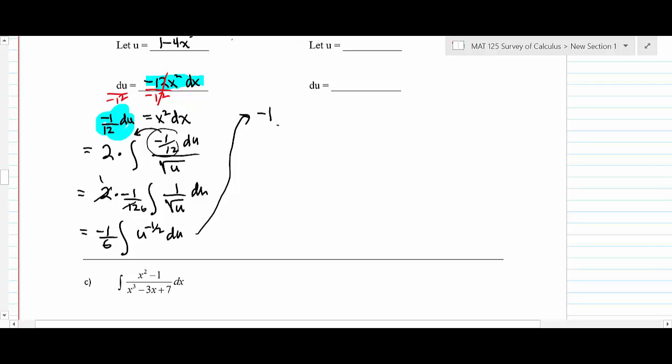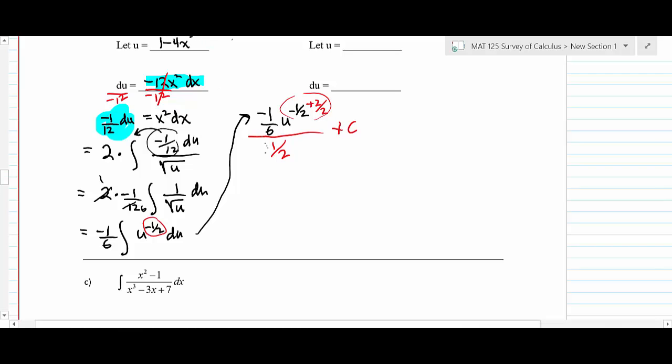So we have negative 1/6. How do you do the integral of u to the negative 1/2? Power rule. Add 1 to the exponent, divide by the result. So that's power rule. So what you're going to have is u to the negative 1/2 plus 1. So I'm going to use 2/2. Okay. The result of that is 1/2, so I divide by it. Okay, then I have the plus c in there.